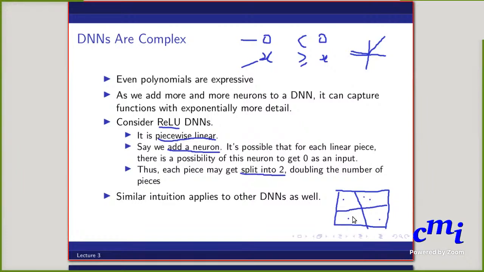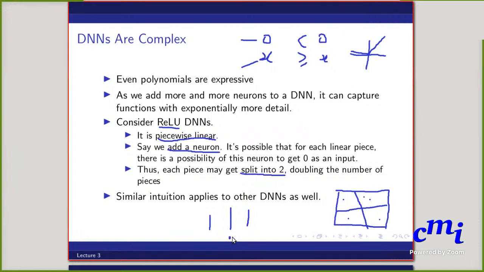Now, if we were to add another neuron, right? So let's say this is the ReLU-DNN with some neurons. It's some ReLU-DNN that looks like this. I've got an input and I've got some hidden layer and I've got an output, right? So now I'm adding another neuron in this hidden layer, right?